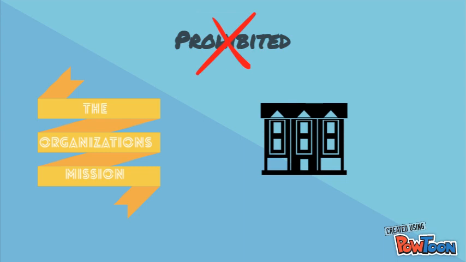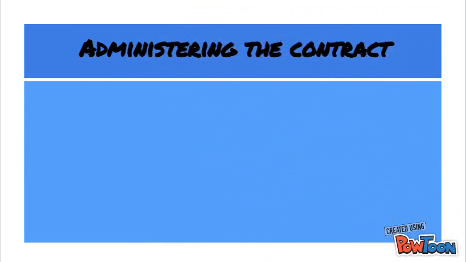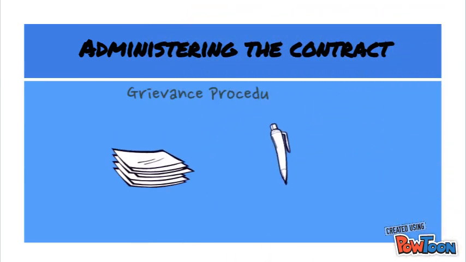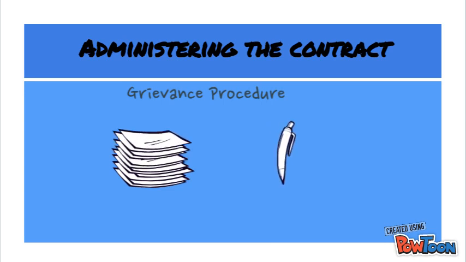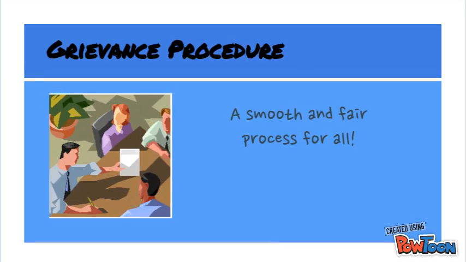So once we have our bargaining unit and once we actually begin to bargain, if we come to an agreement, then we can administer the contract. Now, typically the grievance process is used when administering the contract. And what the grievance procedure does is it lays out the steps that need to be taken in order to resolve the dispute. In order for the grievance procedure to work, however, both the supervisor and the representative need to be very familiar with the provisions in the contract. As long as both the supervisor and the representative are familiar with the contract, the grievance mechanism is a smooth and fair process for all parties involved.